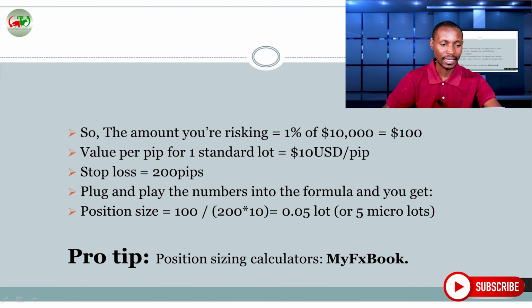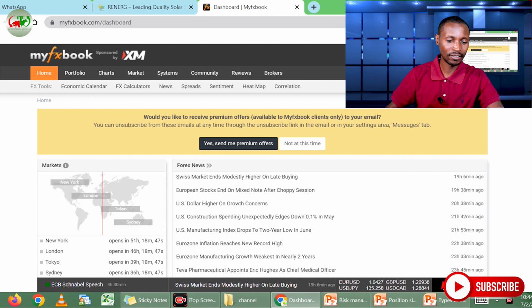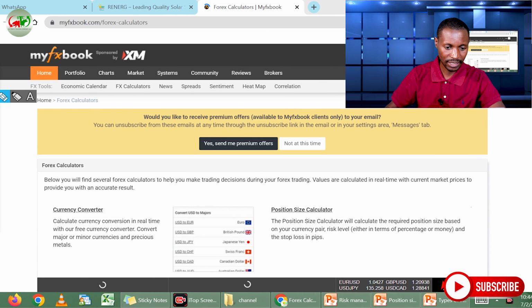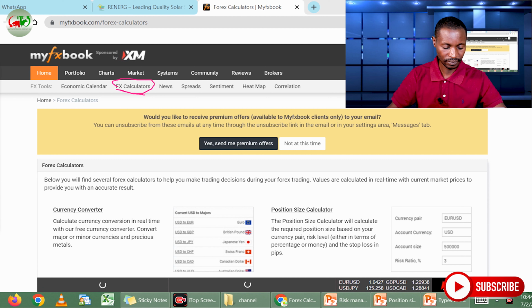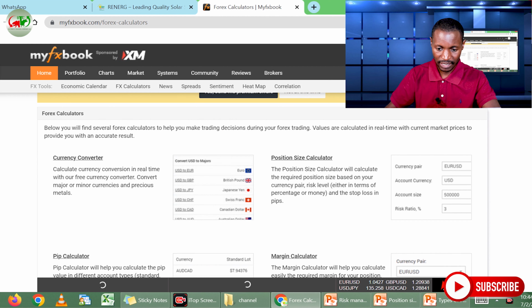Without delaying, if you remember very well, I have said that you don't even need to do this mathematics by yourselves, because there are some position sizing calculators, and the most known one is MyFXBook. It can be used to calculate your position. What to do is go to MyFXBook, and then you go to the Forex calculator. You can see it here, the Forex calculator. And then you go to position sizing. You see there are many calculators here, but what we need here is the position size calculator.